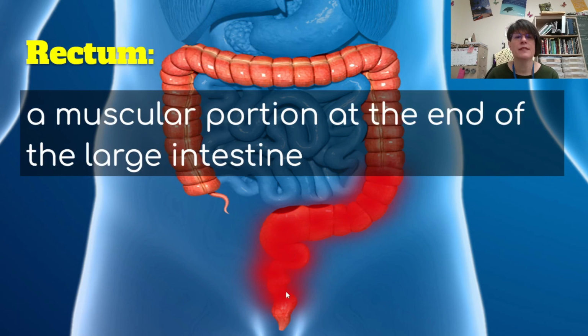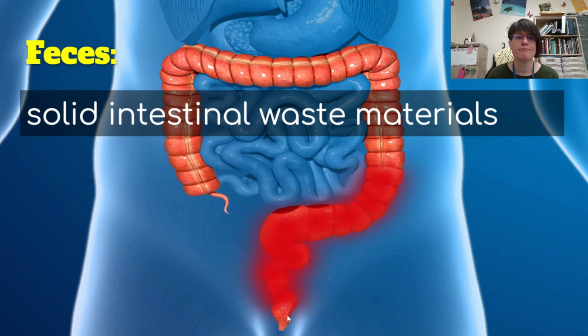The rectum down here is a muscular portion at the end of the large intestine that allows us to control somewhat when we get rid of our feces. And feces are solid intestinal waste materials. It is the scientific word for poop, guys. So that is what feces are.